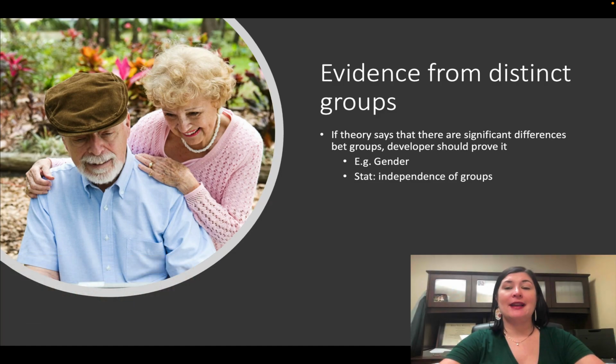Then we also want to look at evidence from distinct groups. If the theory says that there are significant differences between groups, the developer needs to prove it. For example, if the construct is different between genders, we need to show that in a study, or is the statistic independent from groups?